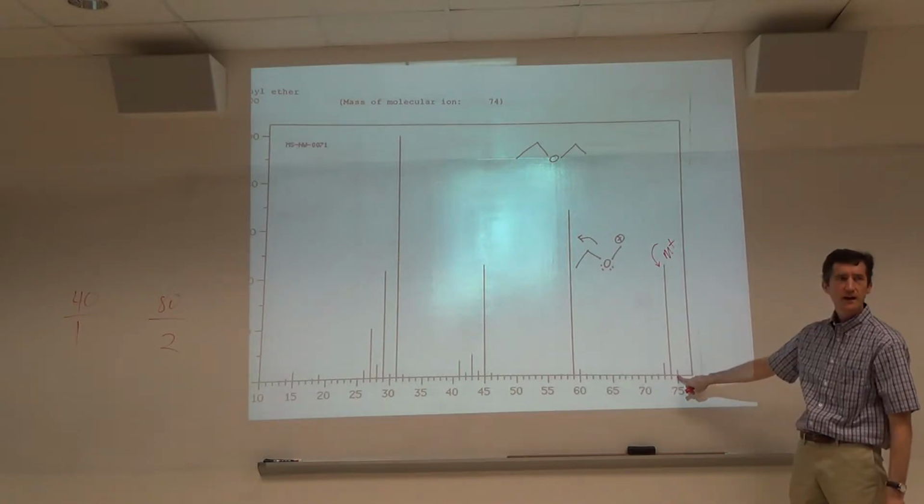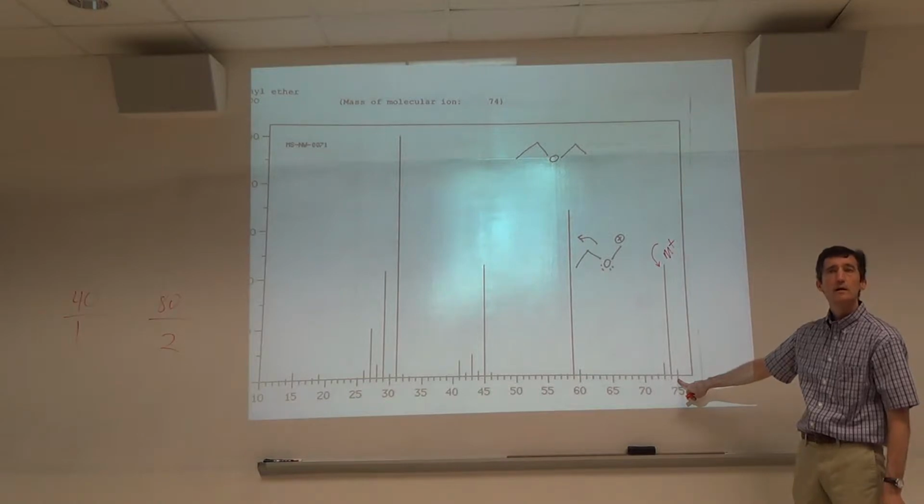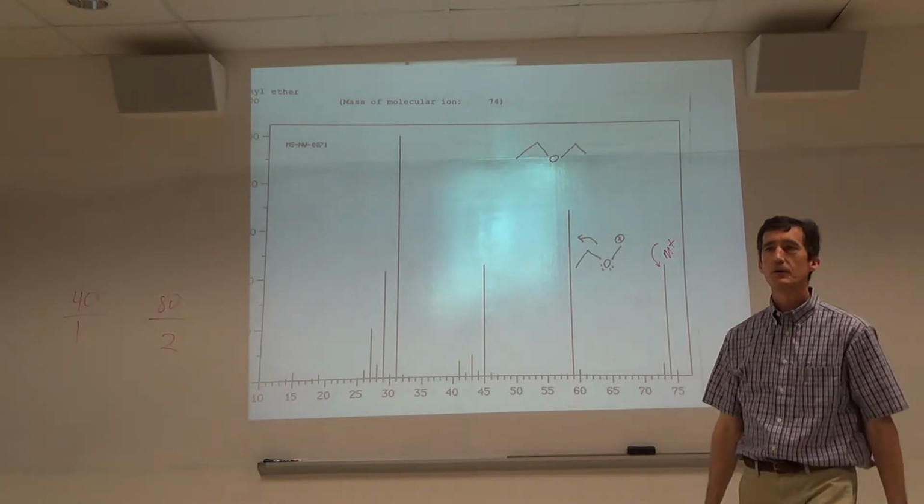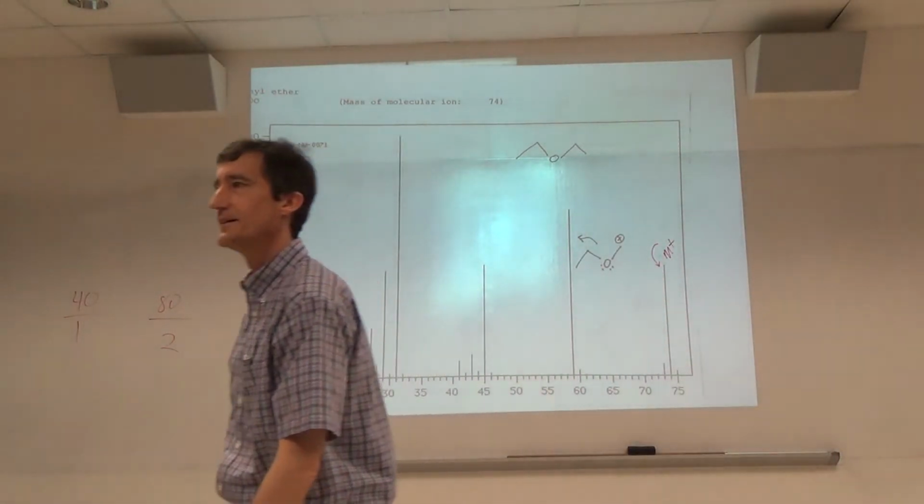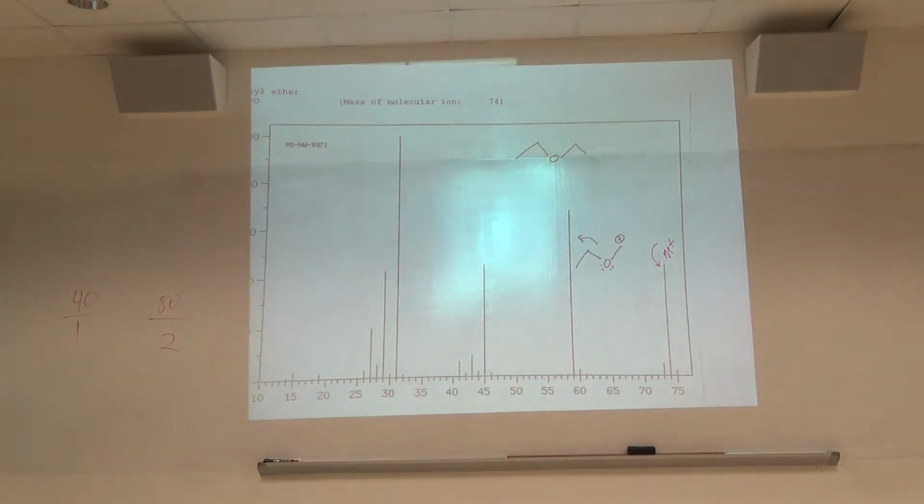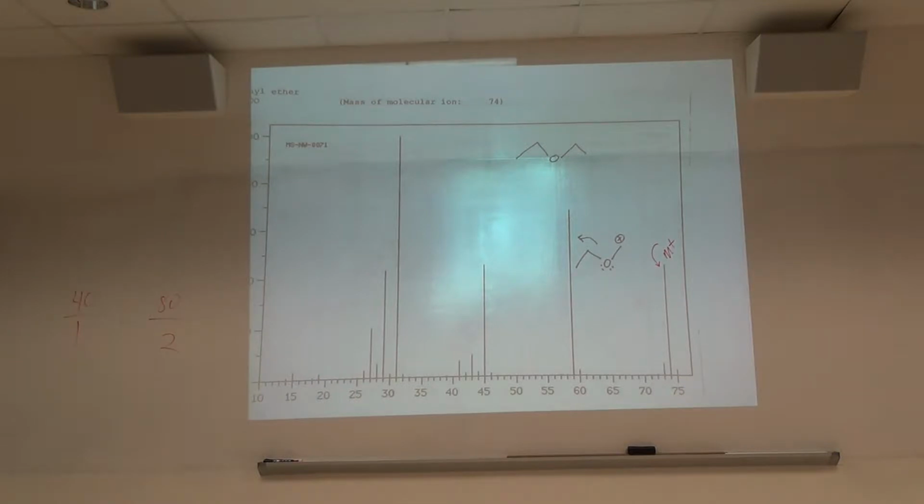We've got a peak at 75. What is that? Carbon-13. Why carbon-13? Yeah, because on day one I told you that 99% of carbons are carbon-12, and 1% are carbon-13. 1% of the carbons in your body are C13. 1% of the carbons in that molecule are C13.